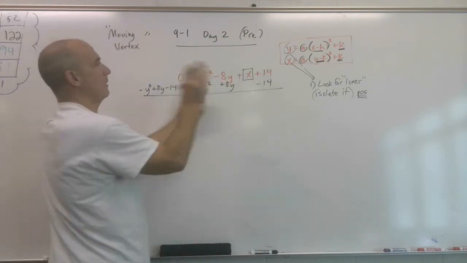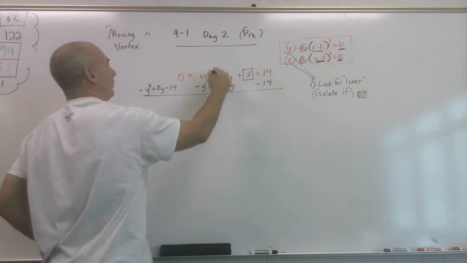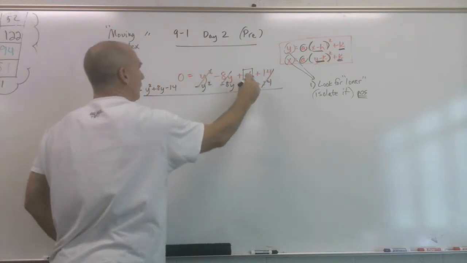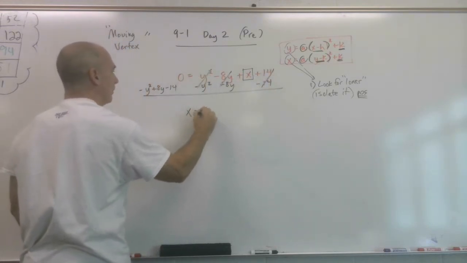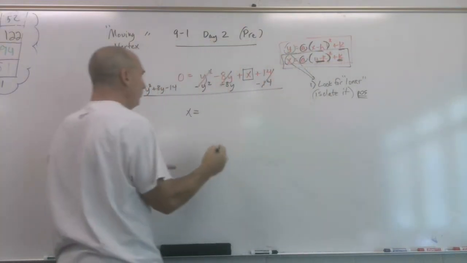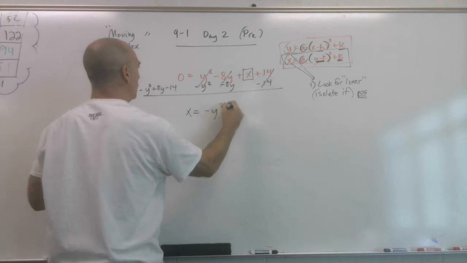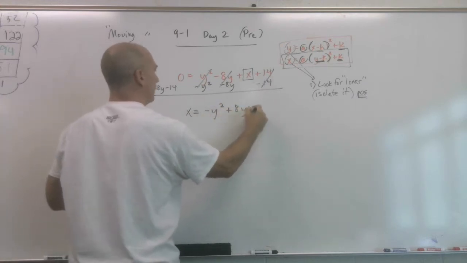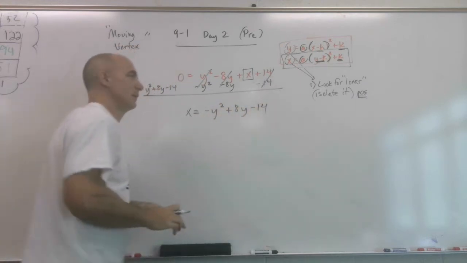Smash it all. And I'm going to flip it too, because I want x. So this cancel, cancel, cancel. So it's x equals. So I'm just trying to make it look like this now. And here we go. Negative y squared plus 8y minus 14.